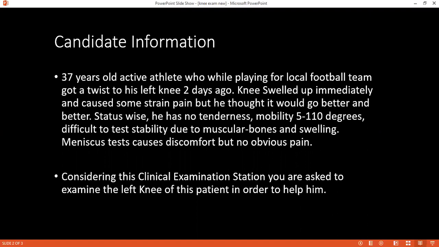Then after that, I will do the posterior sag sign test, in which, in a supine position, I will flex the hip joint and knee joint each to 90 degrees. Then I will hold the heel of the patient with one hand. I will see any drop of the tibia at the front, whether there is any posterior sag or not. This is an indicator of posterior cruciate ligament injury.